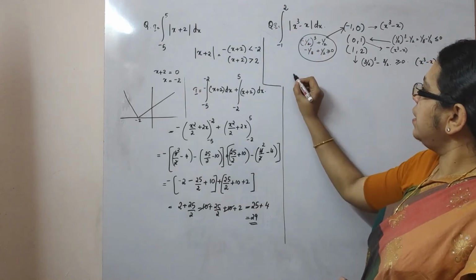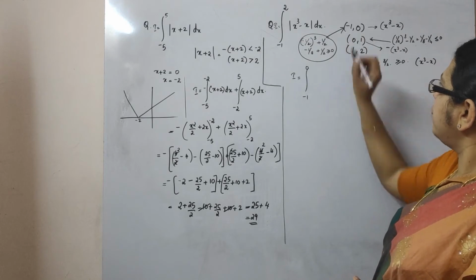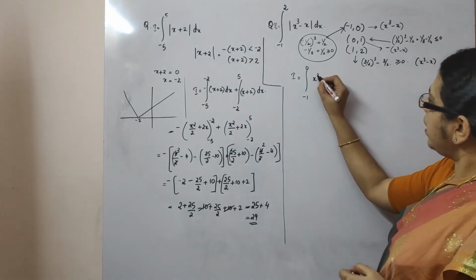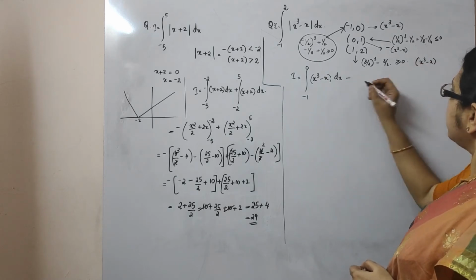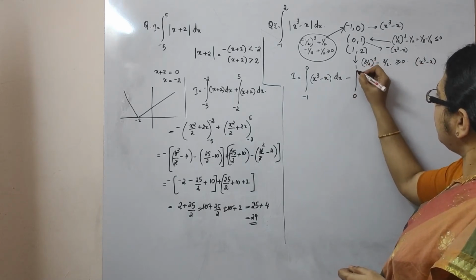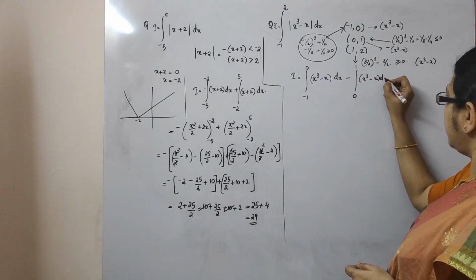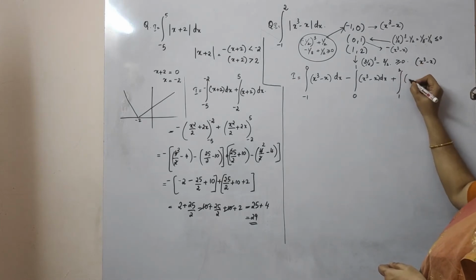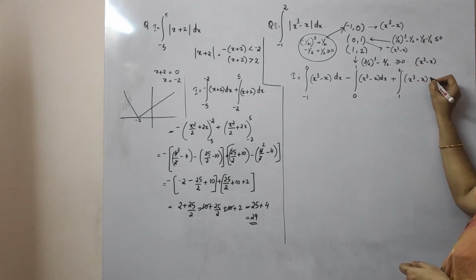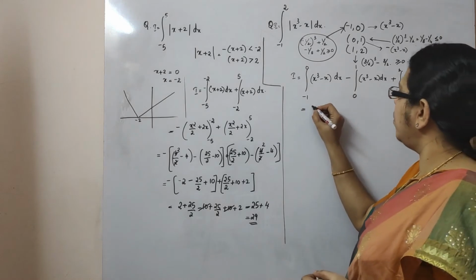This I is equal to, in the interval minus 1 to 0, that is the first case, x cube minus x is positive into dx. In the next case, that is from 0 to 1, it is negative, so x cube minus x is negative. Then, the other one is positive: 1 to 2, x cube minus x into dx is positive. Am I clear so far? Now I can integrate.